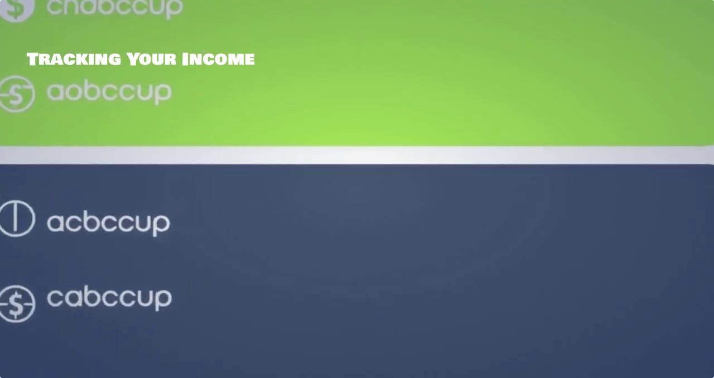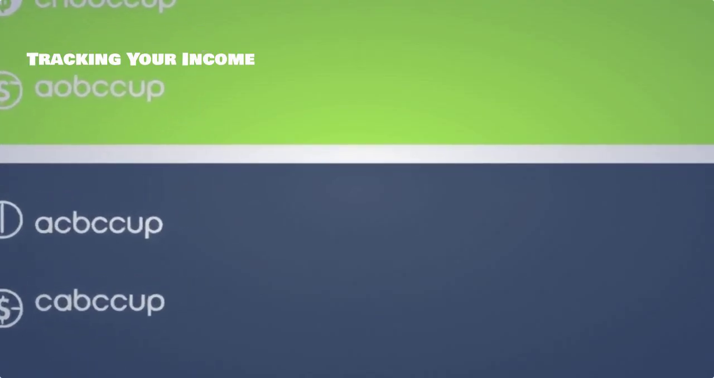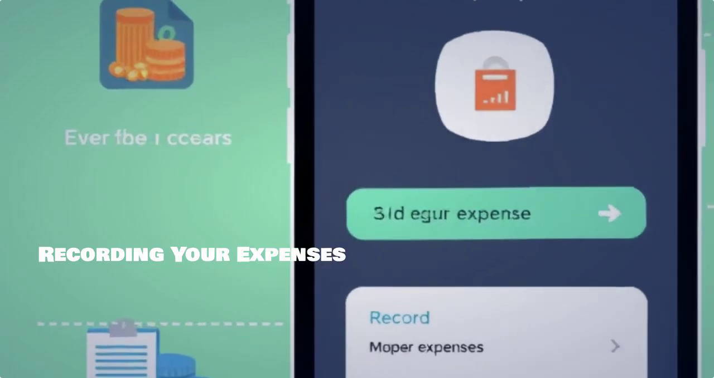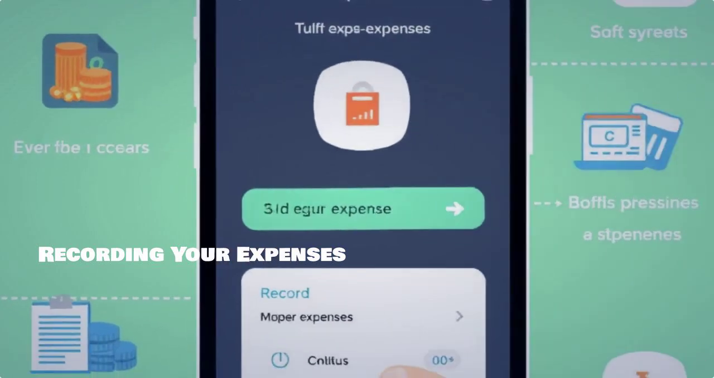Tracking your income is vital. Click on Add Income to input and categorize your earnings, ensuring you have a clear picture of your financial inflow. Now let's talk about recording expenses. Click on Add Expense, input the details, and assign categories to keep your spending organized.